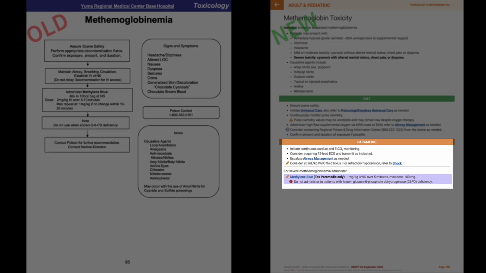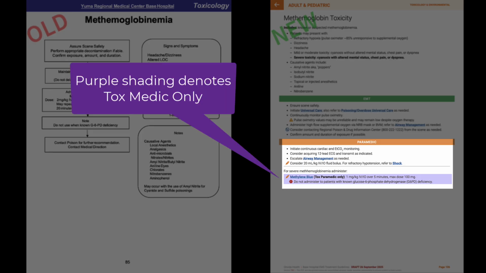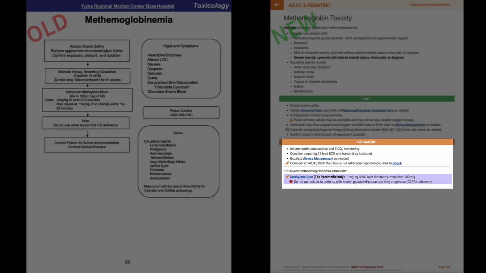In severe cases, the treatment of choice is methylene blue. This medication is restricted to tox paramedics only, and this new guideline does simplify the dose to 1 milligram per kilogram IV or IO over 5 minutes with a maximum dose of 100 milligrams. Importantly, methylene blue should not be given to patients with a known G6PD deficiency, as you may cause hemolysis.